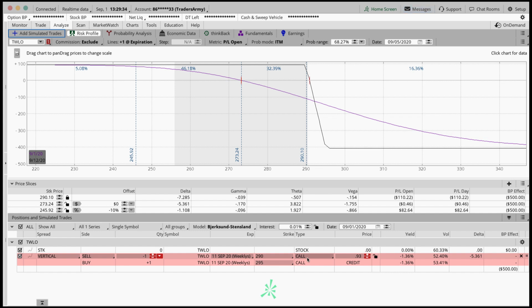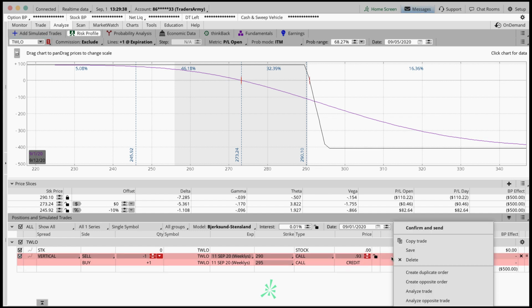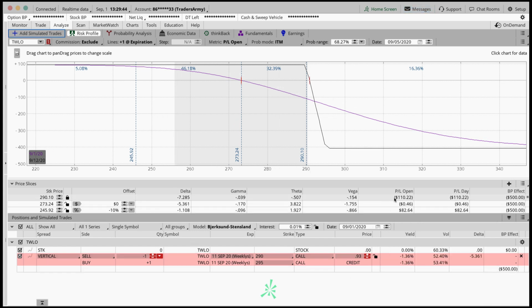So if I'm ready to place this trade, I can right-click anywhere on this simulated trade after I've done my risk-reward analysis, where I'm basically risking $110 above 290. If the stock goes above 290, I want to close this position, and I'm anticipating losing about 110 bucks. I'm okay with that. I'm okay risking 110 to make 90-something.